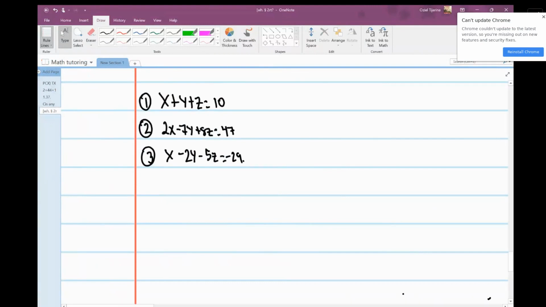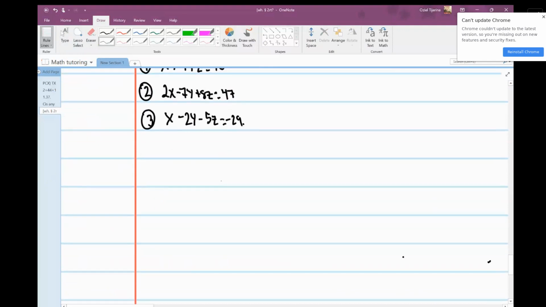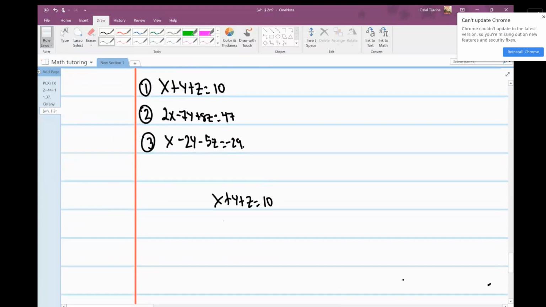Okay, so solve the system by substitution, right? So what you're going to do here is solve for a variable, and plug it into the other two equations. If we pick the first equation, we have x plus y plus z equals 10, and we can solve for z. Or rather, let's solve for x instead.